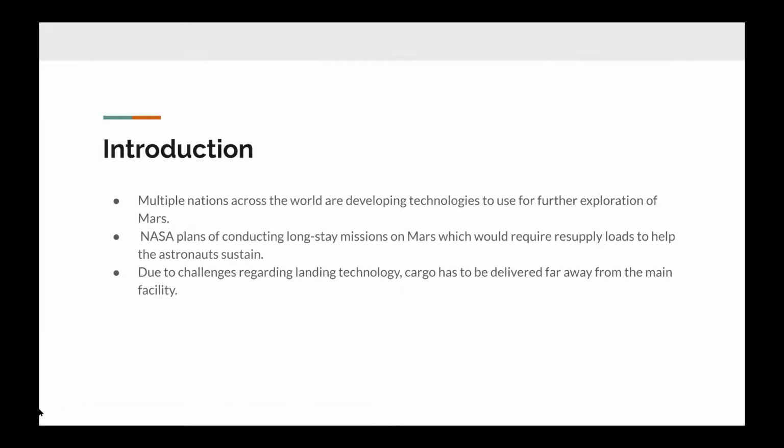Some introduction. A lot of nations are trying to develop technologies to do long-stay missions at Mars, including NASA. Long-stay missions would span nearly 2 years, and this will require several resupply loads to be sent to Mars, as astronauts can't be bringing them all at once when they land at Mars. And so this brings some challenges, which go into the objectives that are presented in the next slide.